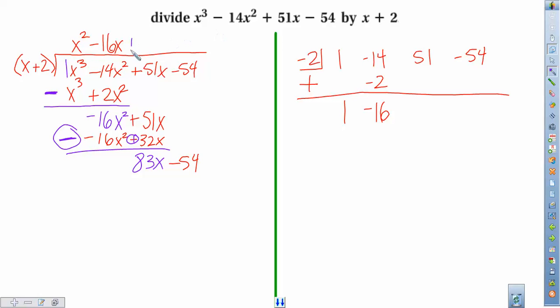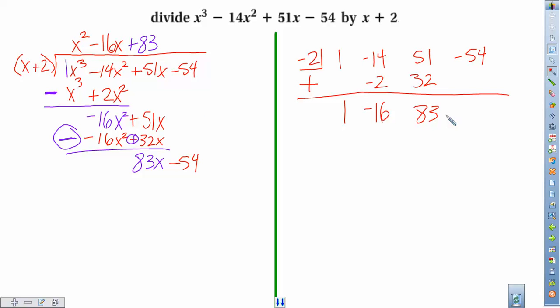Let's pause here and let's go back over here. When you get a number down here at the bottom, you multiply by that number in the box, in this case negative 2. Now that I have a negative 16 down there, let's multiply negative 2 times negative 16, we get positive 32. Hey, I put a number right there in the next column. Let's add those up. What do we get? Oh, look, 83. Okay.